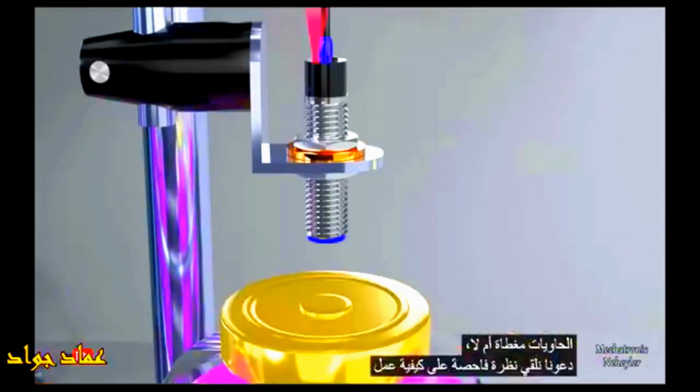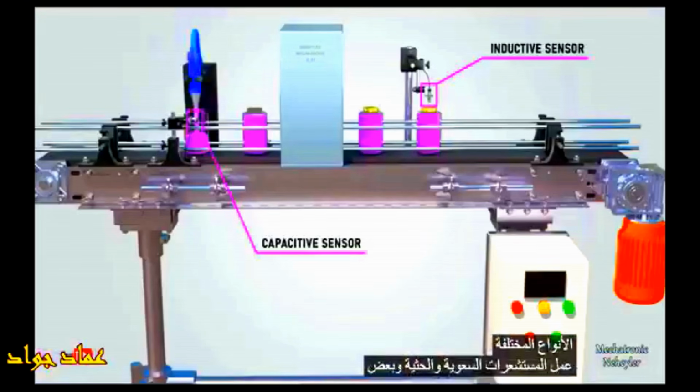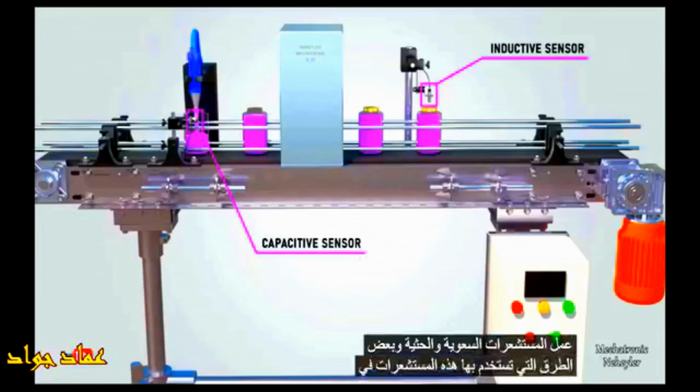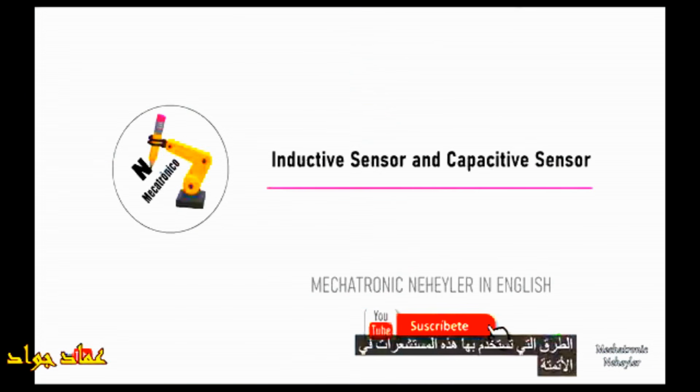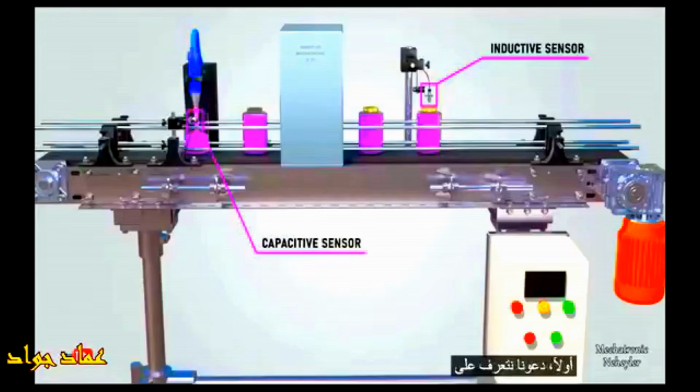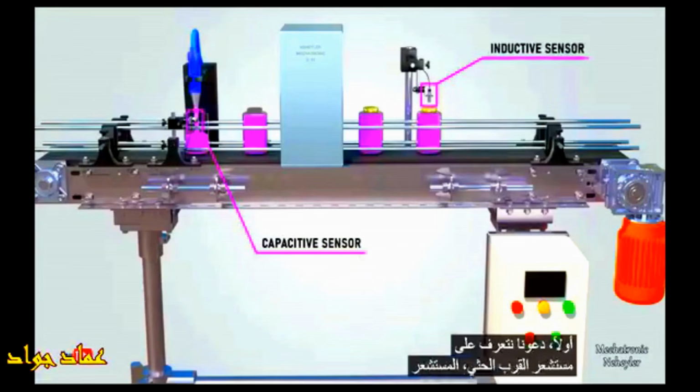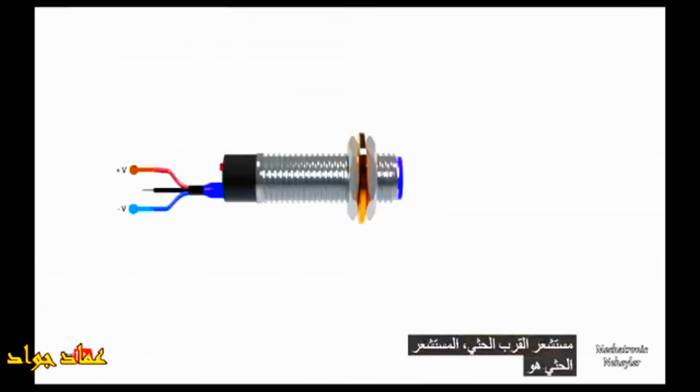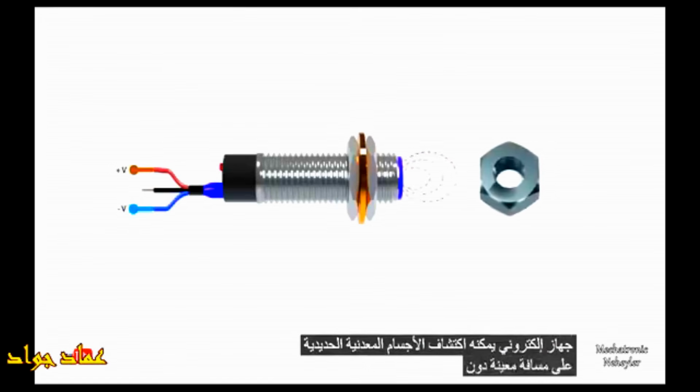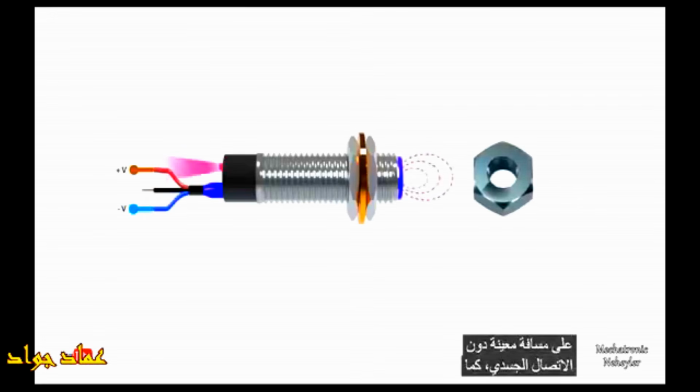Let's take a closer look at how the different types of capacitive and inductive sensors work, and some of the ways these sensors are used in automation. Firstly, let's see about the inductive proximity sensor. An inductive sensor is an electronic device that can detect ferrous metal objects at a given distance without physical contact.